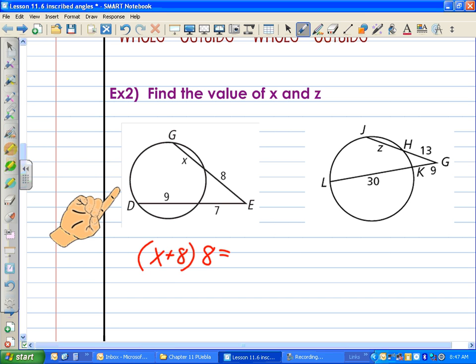equals the whole times the outside. What's the whole for the other one? 16 times the outside, which is 7. So even though it's inside, still add it? The whole would be from here all the way to here, so you have to add both of them.